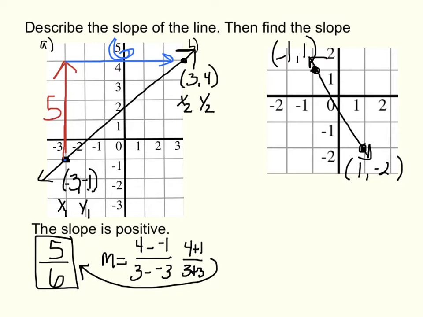Part B, I want you to describe the line and find the slope. What can you tell me about the line? Basically, you're going to tell me positive or negative slope. Left to right, it goes downhill. Therefore, your slope is negative.